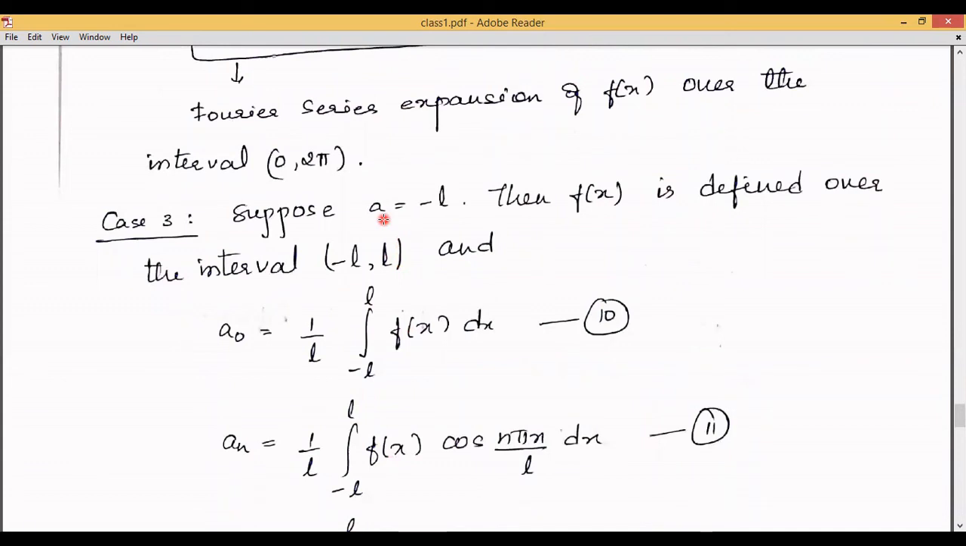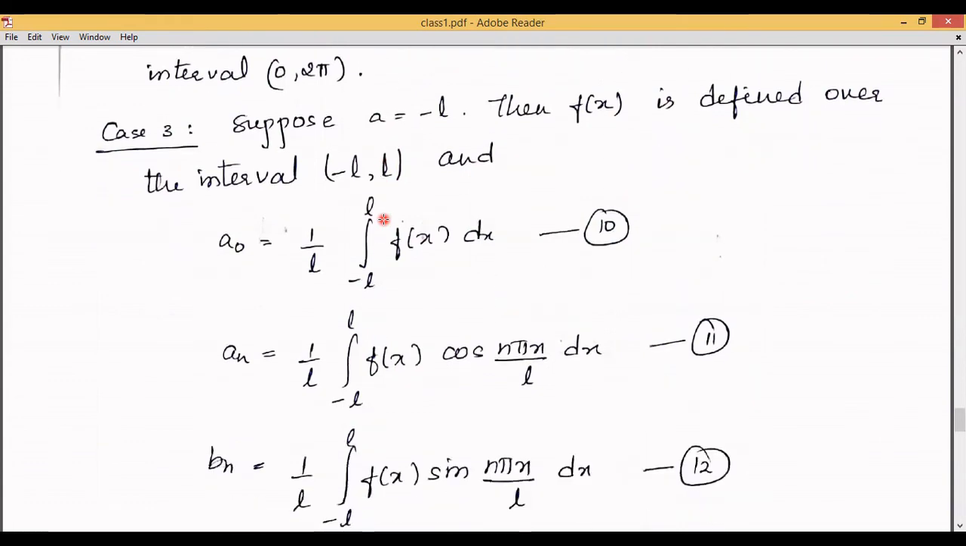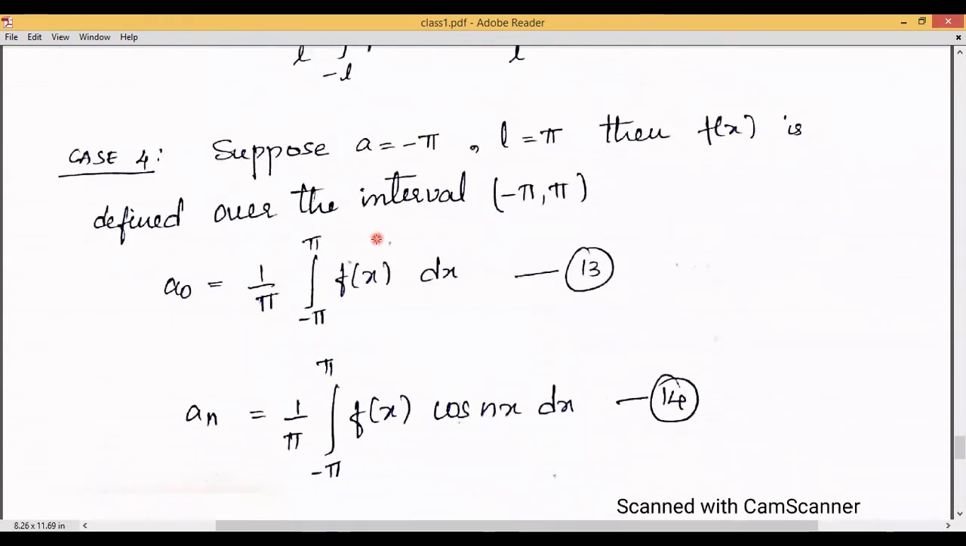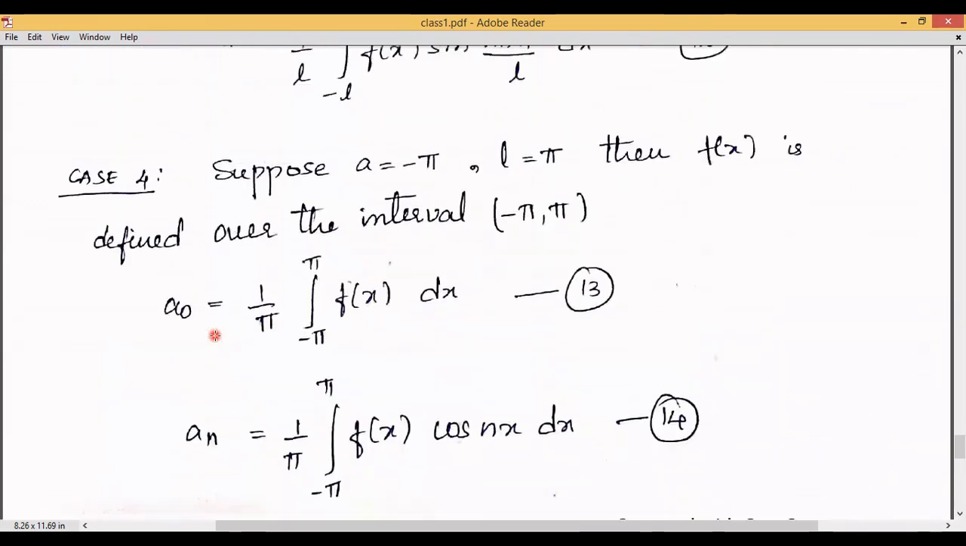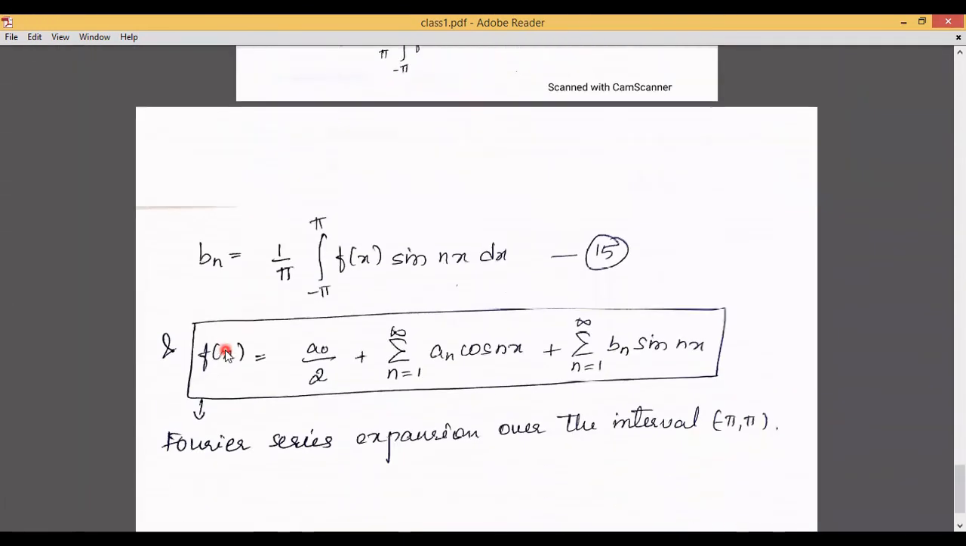If you change both a and l, not only Euler's formulas but also your Fourier expansion gets changed. Okay, see here. Yeah, the last case: suppose a is equal to minus pi and l is equal to pi, then f of x is defined over the interval minus pi to pi. As you go on giving values for a and l, you will get Euler's formulas or the Fourier series expansion for different intervals. And here you have got three different Euler's formulas, a naught, an, and bn, for the interval minus pi to pi.